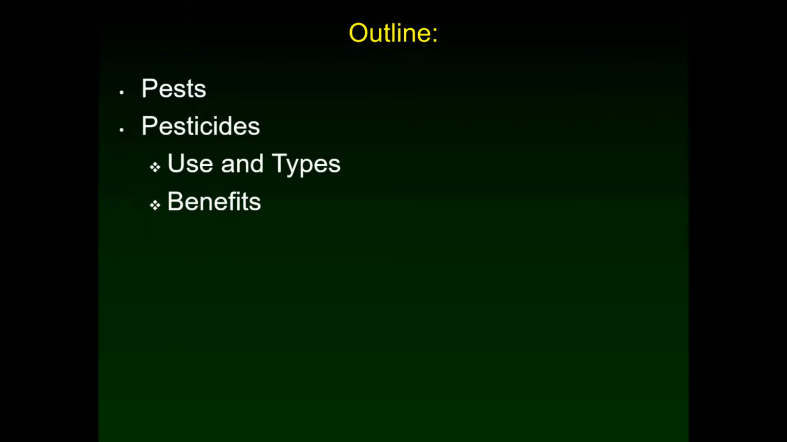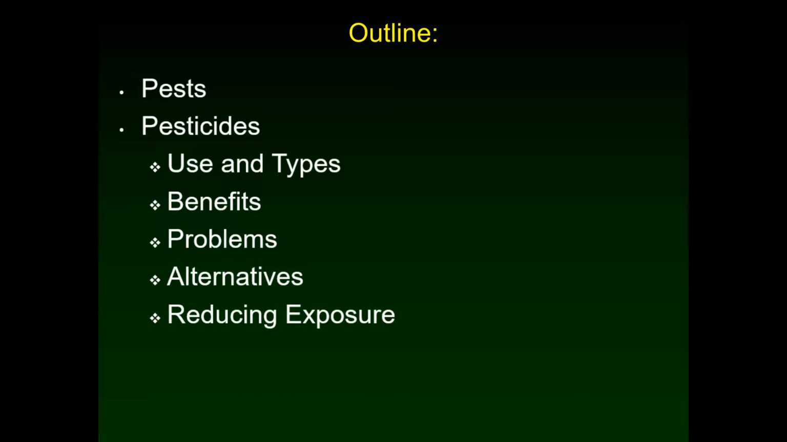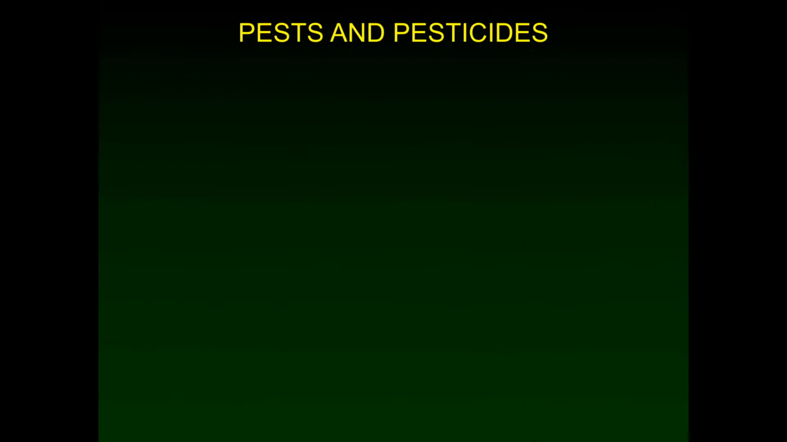So to outline what we're going to go through, we're going to talk about pests and pesticides, the uses and types of pesticides, the benefits, and then obviously the problems associated with the overuse of it, what some alternatives to those are, how to reduce exposure to them, and then regulating use.